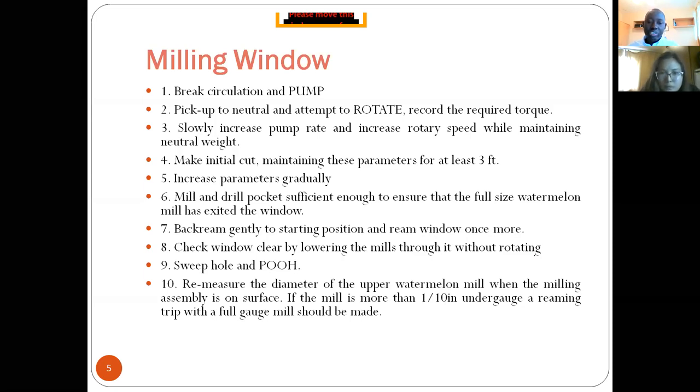Then we back reamer gently to start positioning and ream the window once again. We check the window by lowering the mills through it without rotating, to test whether or not the cutting operation is successful. We sweep the hole and pull out. So we clean the hole, make sure that all the cuttings and metals are circulated upwards, and we retrieve our equipment to surface. Then we remeasure the diameter of the watermelon mill, the bit, at the surface to make sure that the milling operation is as planned.